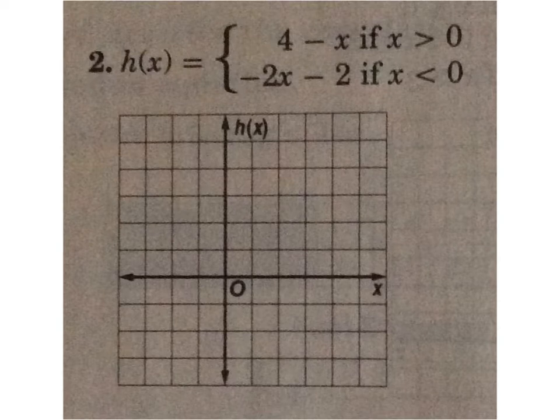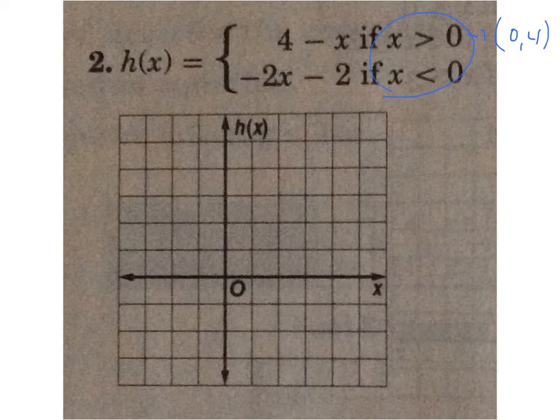All right, so now let's look at number 2. We have h of x equals 4 minus x when x is greater than 0, and negative 2x minus 2 if x is less than 0. So again, I'm going to start at my 0. When x is 0 for the first graph, y is 4. So 0, 4 is what I'm going to plot for the first function.